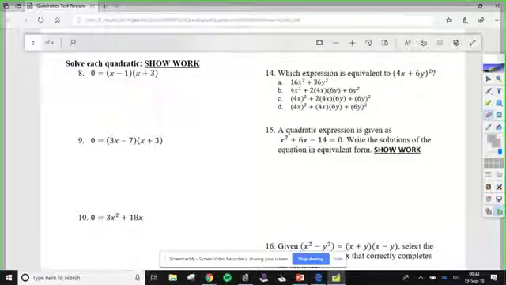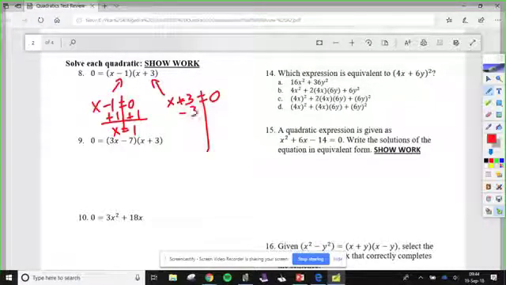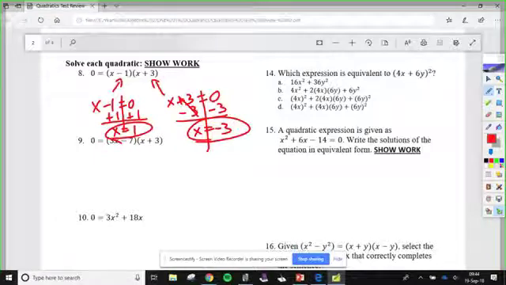Let's try that again. All right, x minus 1 equal to 0, and x plus 3 equal to 0. You just take each factored binomial and set it equal to 0, and solve for x. So here, if you add 1 to both sides, we'll have x equal to positive 1. And here, if you subtract 3 on both sides, you'll have x equal to negative 3.